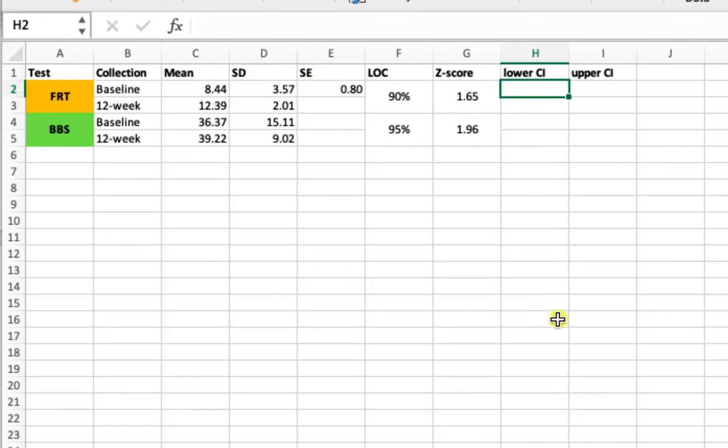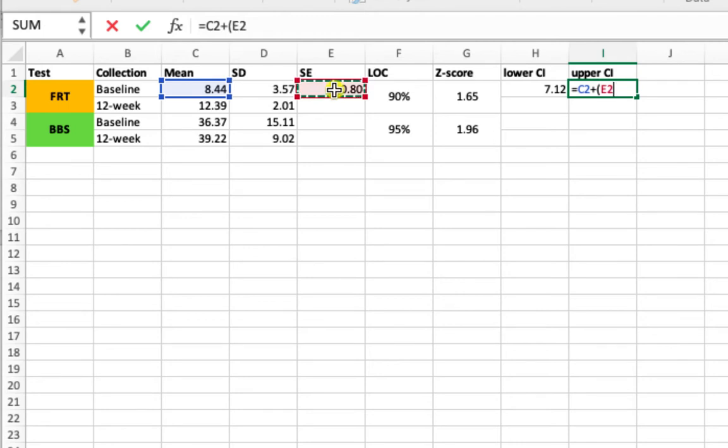We then can calculate our confidence interval bounds, the lower bound being equal to the mean minus standard error times our z-score. And then our upper bound will be our mean plus standard error times our z-score.